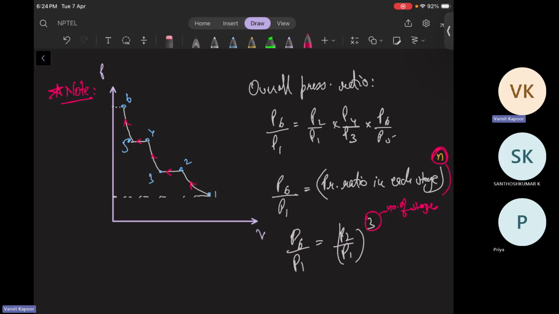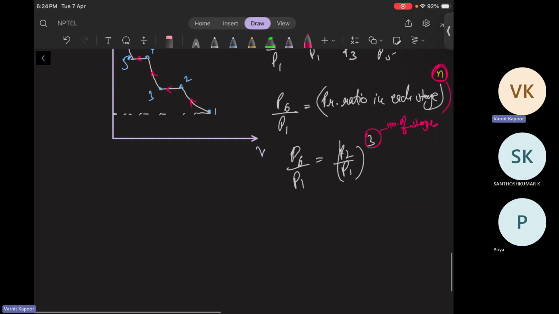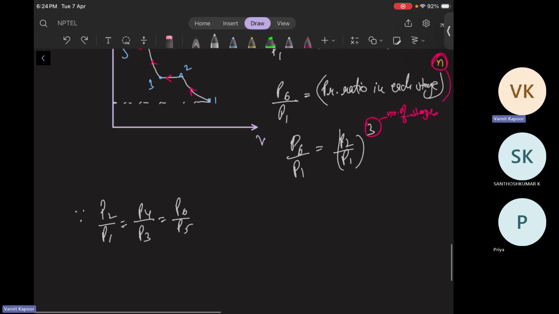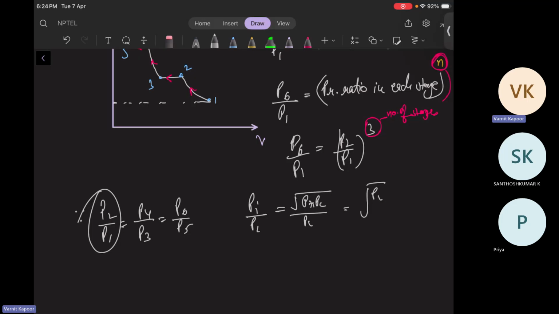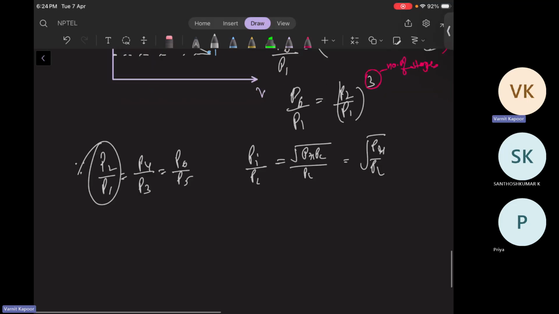Since P2 by P1 is equal to P4 by P3 is equal to P6 by P5. And this is only when we are assuming that perfect intercooling is there. Now, why is this equal? Because 2 and 3 are intermediate pressures. Can I write P2 by P1 as P intermediate by P lower, which will be nothing but square root of P higher P lower by P lower. That is nothing but square root of P higher by P lower in the ratio.